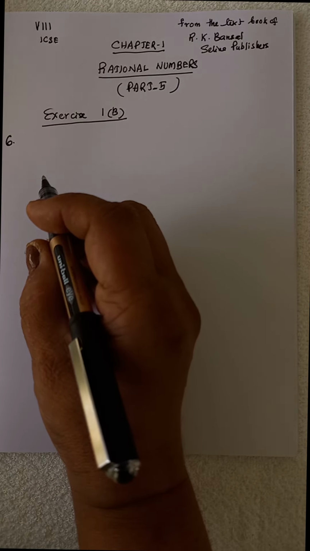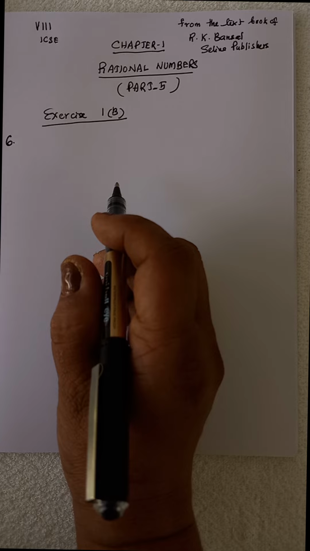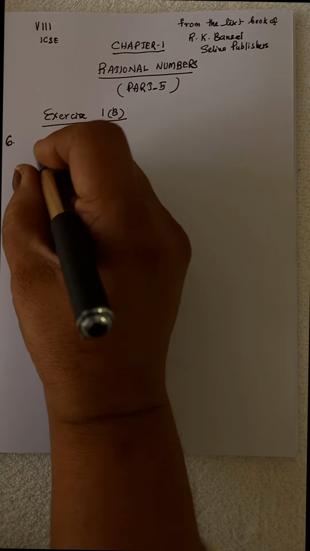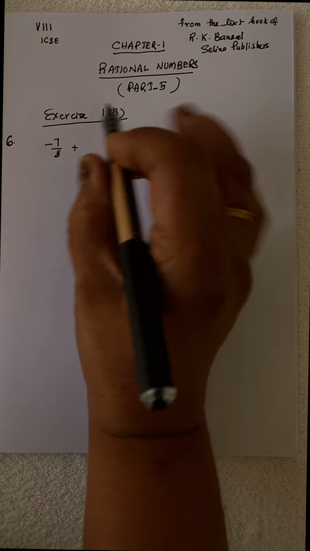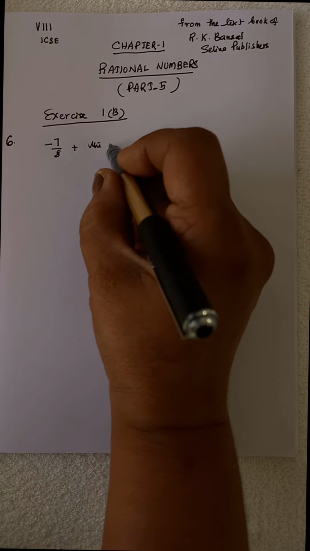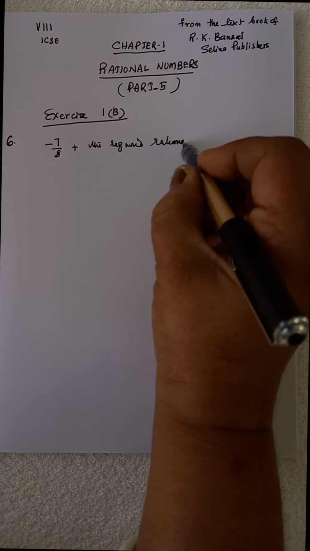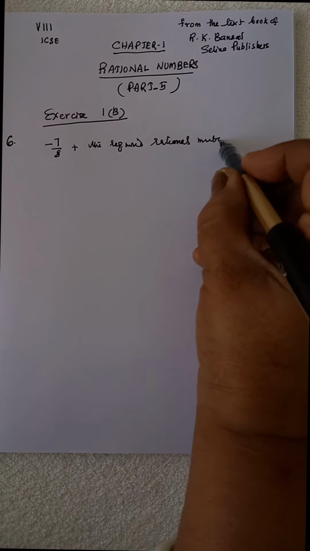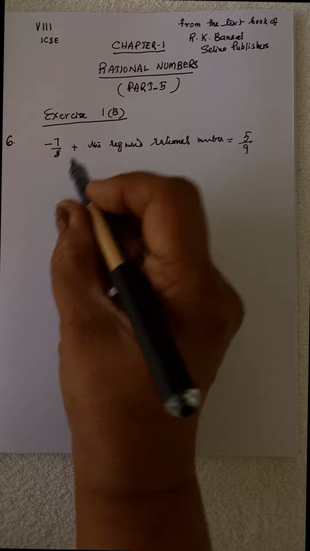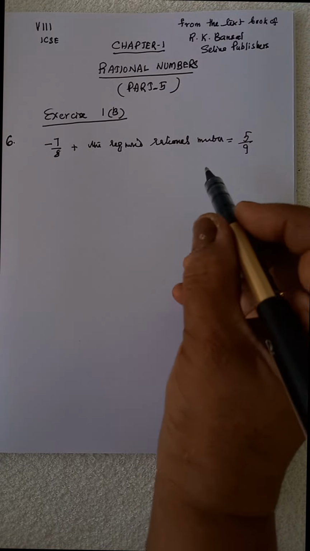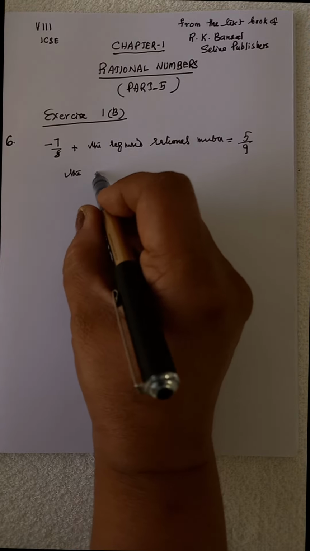Yes, now the sixth question is: which rational number should be added to minus 7 by 8 to get 5 by 9? So, we are adding one rational number to minus 7 by 8, which we don't know, so let that be the required rational number. Minus 7 by 8 plus the required rational number is given as 5 by 9. So, we have to find out the required rational number.